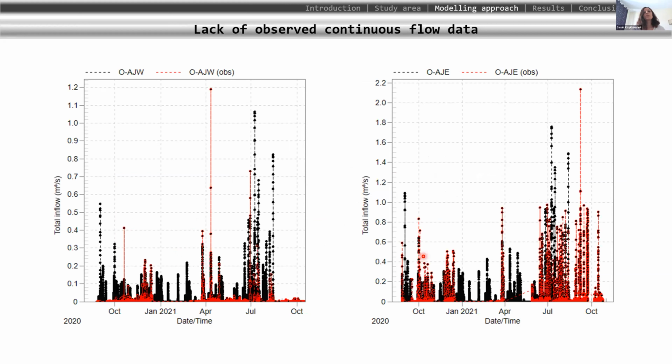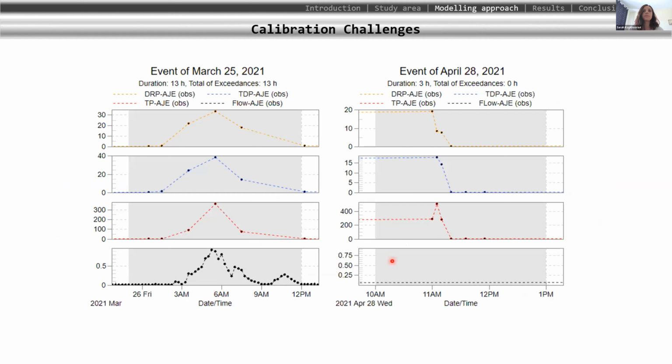First, I want to refer to the challenges of the observed data that we had. We needed to adjust for that and cope with those challenges to be able to calibrate the model. First of all, it was the lack of continuous data. For flow, it's usually better because we had a continuous gauge. But the sample data was much worse, the quality samples.